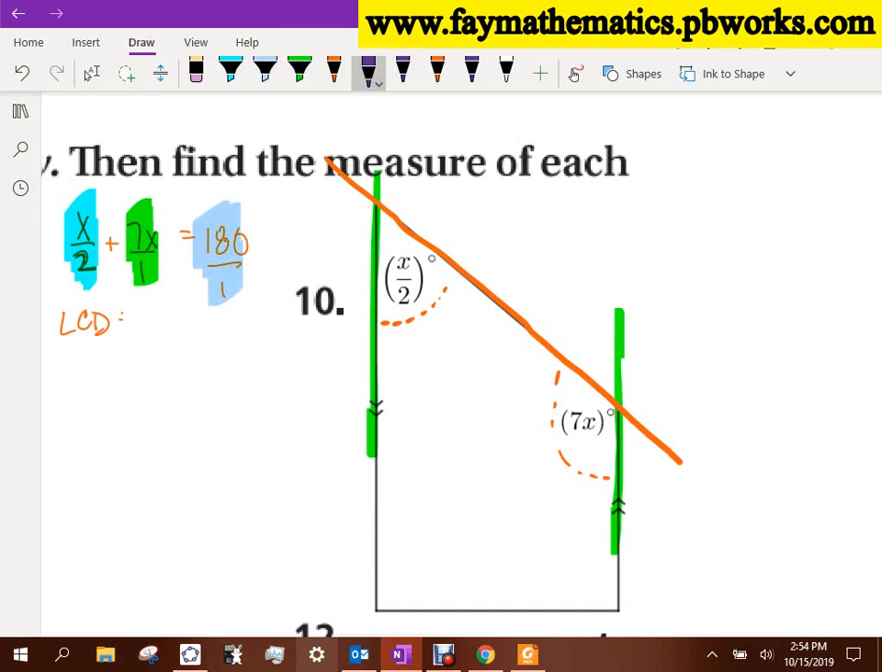I'll multiply this one by 2. I'll multiply this one by 2. I'll multiply that one by 2. And what happens is I get 2x over 2. I get 14x over 1, and I get 360 over 1. And that should be an equal sign.